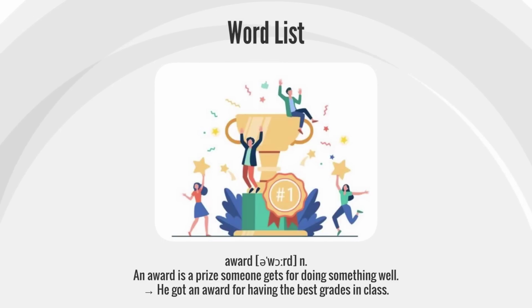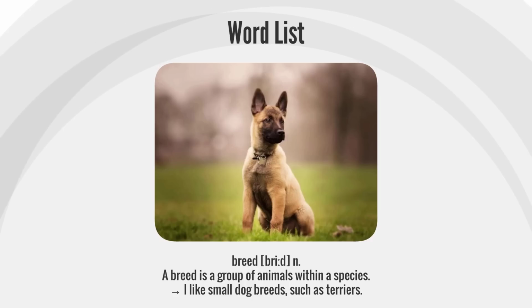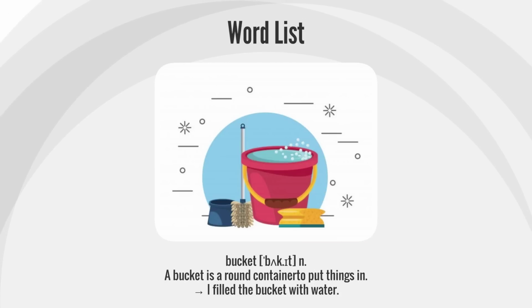Award. An award is a prize someone gets for doing something well. He got an award for having the best grades in class. Breed. A breed is a group of animals within a species. I like small dog breeds, such as terriers. Bucket. A bucket is a round container to put things in. I filled the bucket with water.